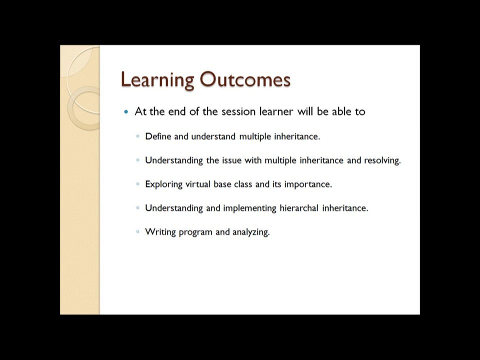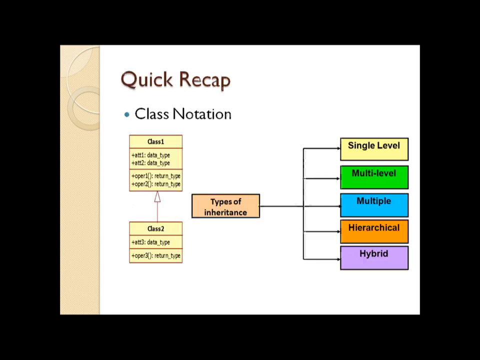We will discuss virtual base classes and their importance in inheritance. Virtual base class deals with the problem of ambiguity for the classes, whereas the second point, where we are talking about the issue with multiple inheritance, here we will use the scope resolution operator in order to resolve the ambiguity for the function. The next learning outcome is understanding and implementing hierarchical inheritance. And finally, we will discuss some programming examples, and we'll analyze those programs.